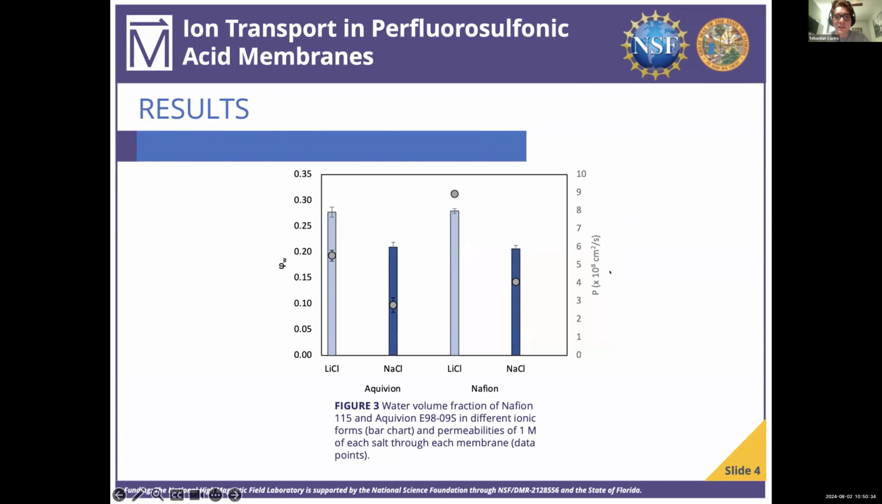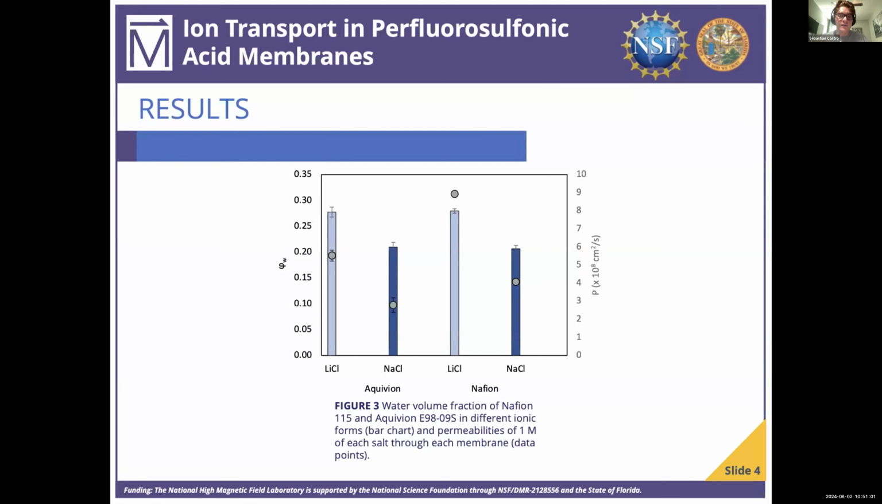Straight off the bat, you can see that with the same salt, these membranes have pretty comparable water volume fractions, which is interesting because Aquivion we know has a higher charge density, and so you'd expect, because of its higher hydrophilicity, it to have a higher water volume fraction. But because of those side chain lengths, it counteracts that and gives a comparable water volume fraction to its longer side chain Nafion counterpart.